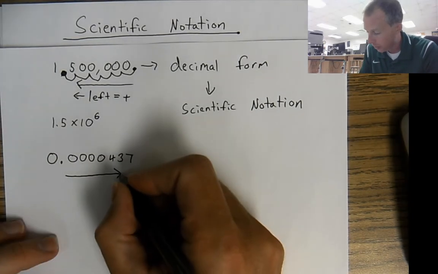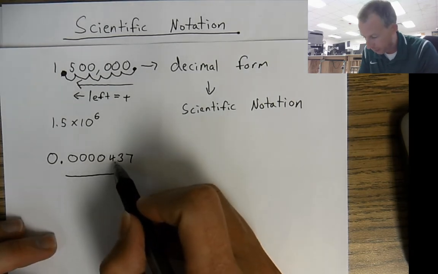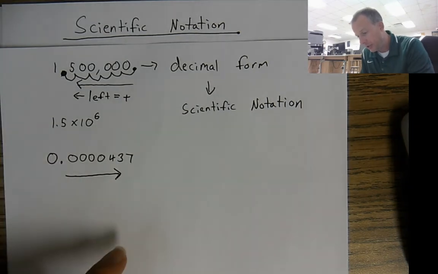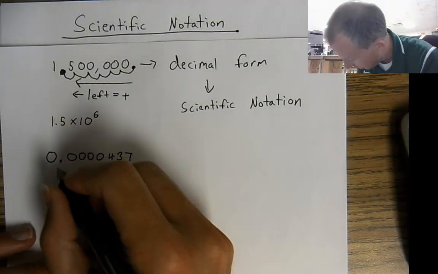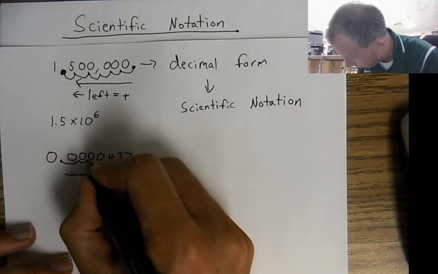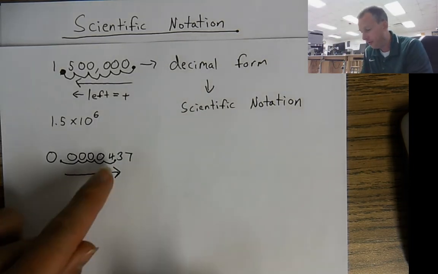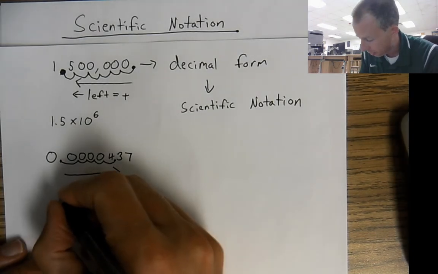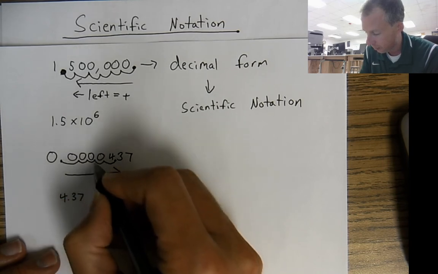And the way it'll work again, you are going to move the decimal and you're going to stop right after you get to the first number. So again, your goal is to move the decimal until you get a number that is greater than 1, less than 10. So let's do that. We're going to go 1, 2, 3, 4, 5. So we're going to put the decimal there. 4.37. It's greater than 1, less than 10. So you'll write out 4.37. You move the decimal over 1, 2, 3, 4, 5 spots.